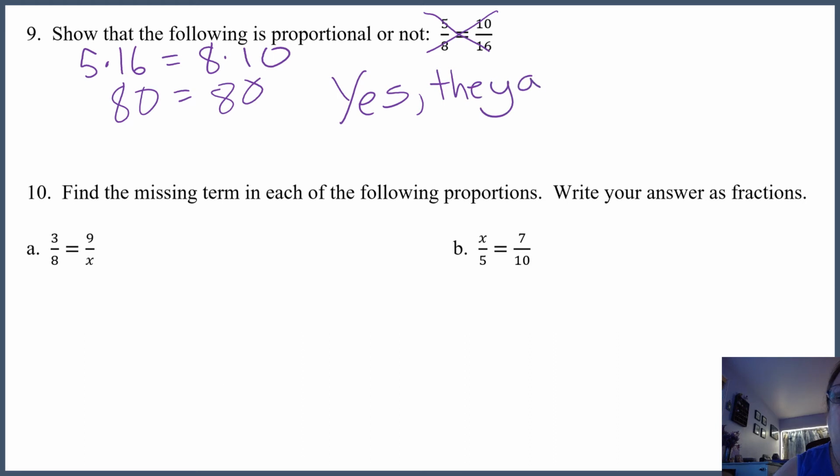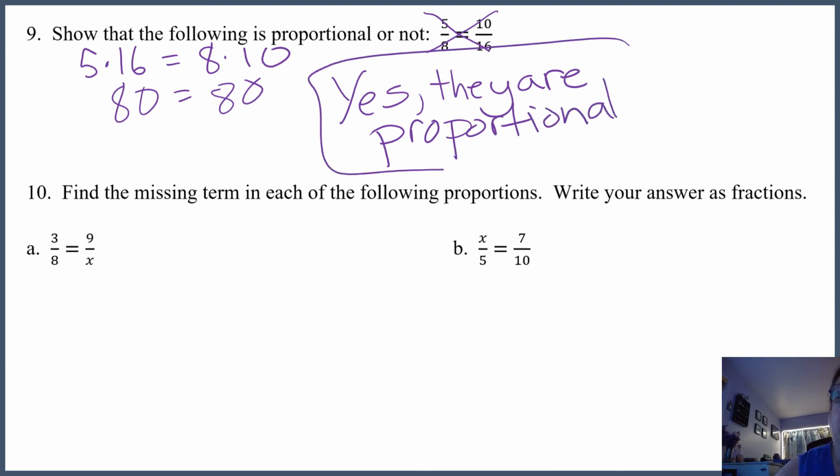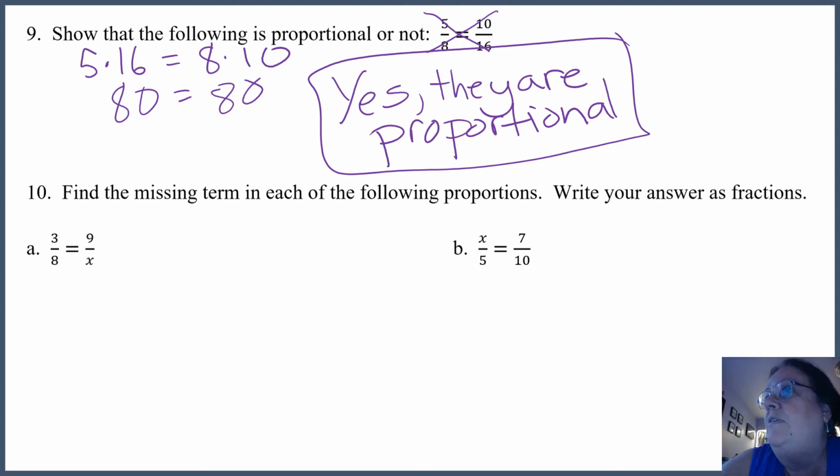They are proportional. And yes, I do expect you to write out the answer like this. I promise you, if you ever have a boss asking you to do something, he is not going to accept the answer 80 equals 80. The question is, are they proportional? The answer is yes, they are proportional. That's what a boss is going to want. So you better get used to it.